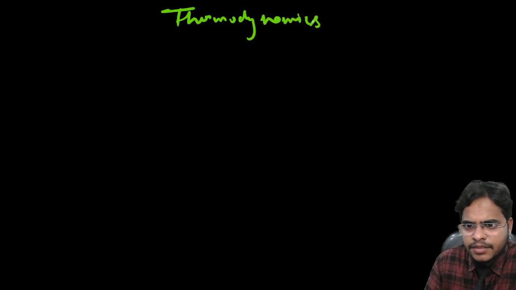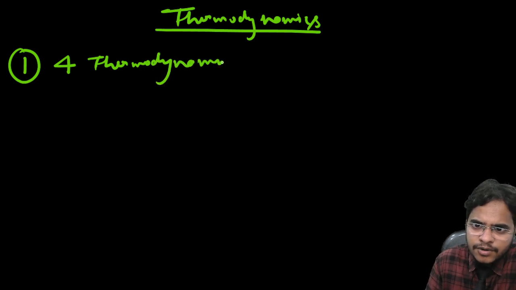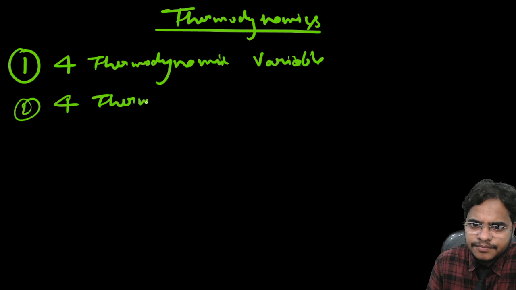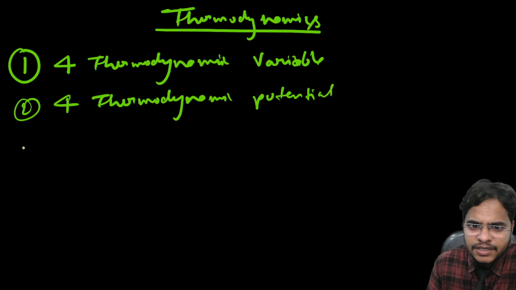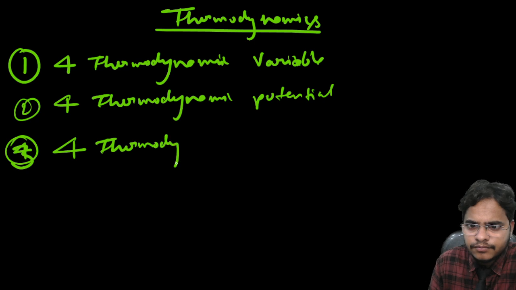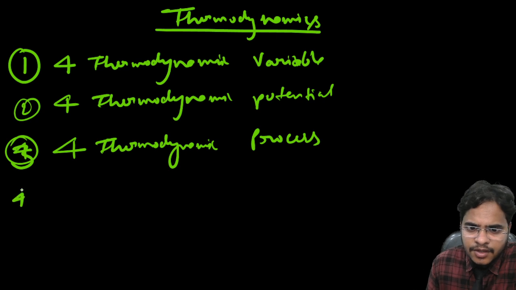So, in the whole chapter, what we have in thermodynamics, number one, four thermodynamics variables, second one is four thermodynamics potentials, third one is four thermodynamics processes, and we have gaseous equations.